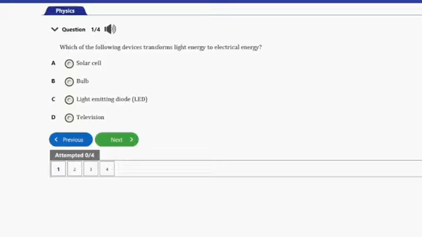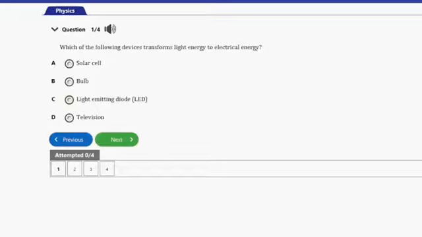It says, which of the following devices transforms light energy to electrical energy? We have A, solar cell, B, bulb, C, light emitting diode, D, television. The answer to this question is option A, solar energy. So solar energy transforms the light energy from the sun to an electrical energy that can be used. So that's it for this question.